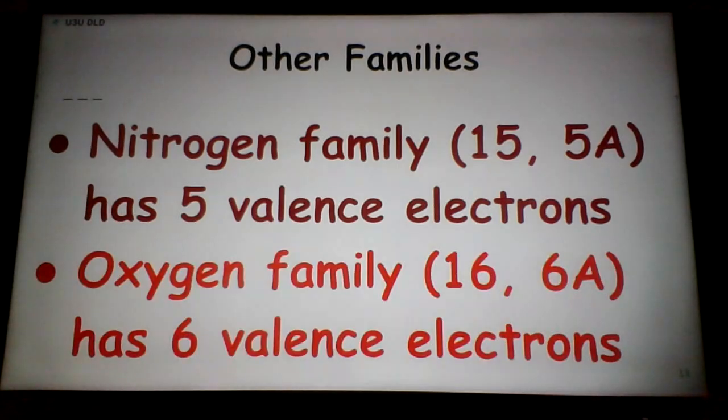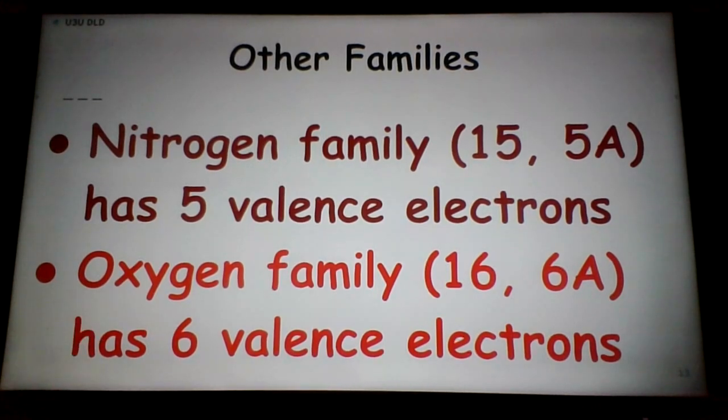5A has 5 valence electrons. And in this nitrogen family, nitrogen, of course, is at the top, then we have phosphorus underneath. Those are both nonmetals. Then we have a couple of metalloids, arsenic and antimony. And then underneath that, we have bismuth, which is a metal. Now think of Pepto-Bismol you might take if you have an upset stomach. Bismuth, the main ingredient in there, helps neutralize some stomach acids.